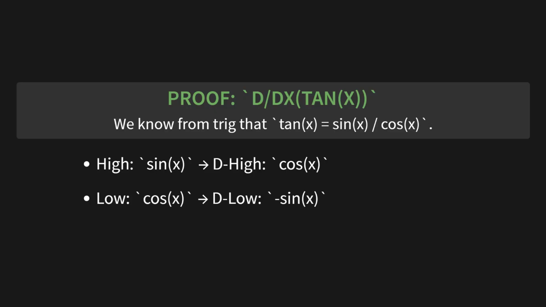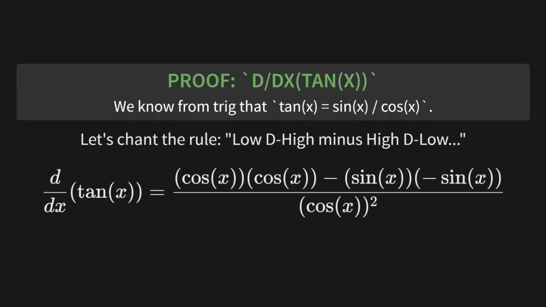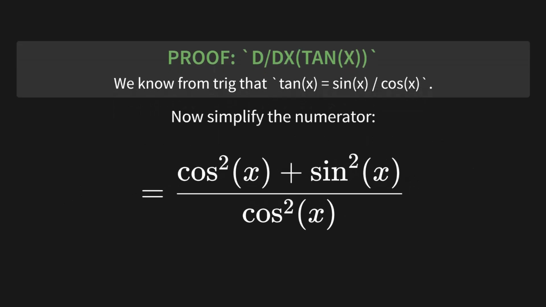Let's chant the rule one more time. Low d high minus high d low. Let's plug it in. The derivative of tangent of x equals low, which is cosine of x, times d high, which is also cosine of x, minus high, which is sine of x, times d low, which is negative sine of x. All of that is over the square of what's below, so cosine of x squared.